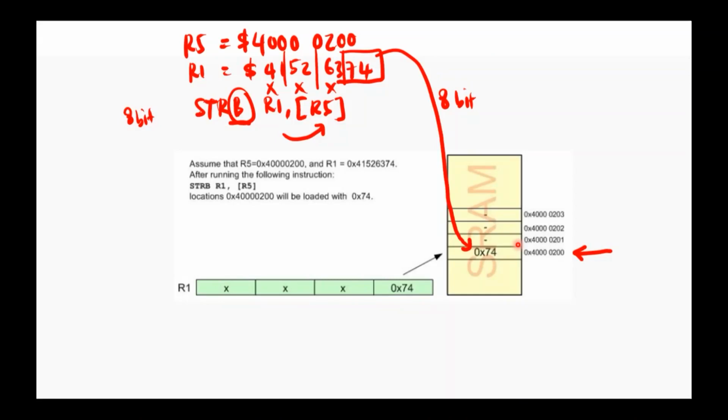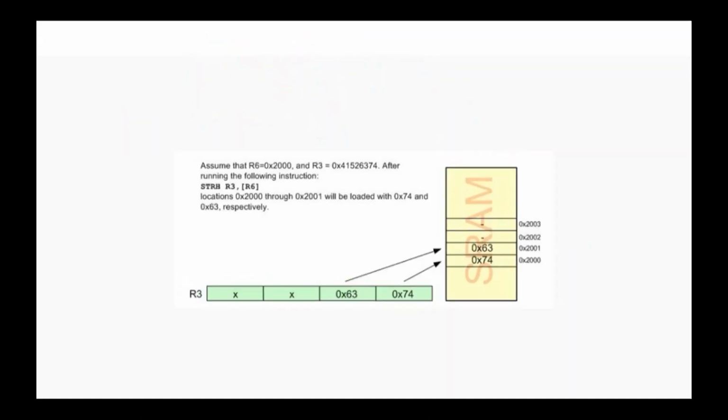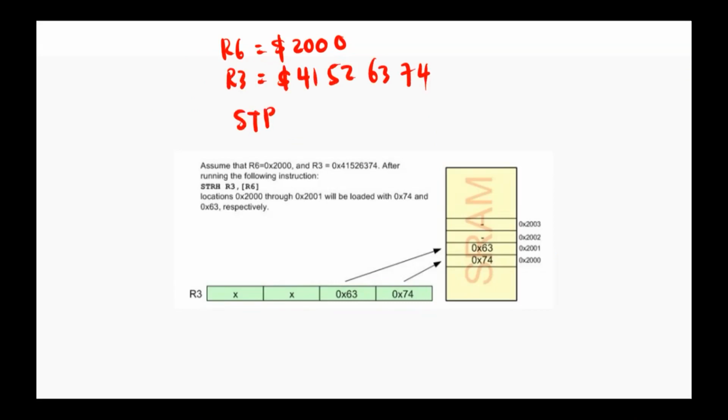And if you have the STRH, again, R6 is telling that assume R6 is 2000. Very easy to name this value, because the value is very small. And R3 is a 32-bit number with 41, 52, 63, and 74. Then you have the STRH R3, R6. So what happened here?